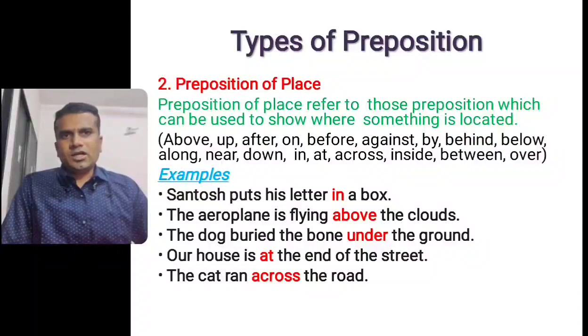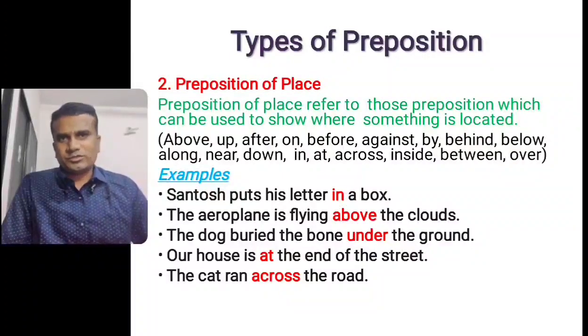Next example: the dog buried the bone under the ground. Here under is preposition of place which is again in red color. Next example: our house is at the end of the street. See, in this example, you can understand how preposition of place, that is at, is used to locate a particular place. With the help of preposition of place, we understand the location. Next example: the cat ran across the road. Here across is the preposition of place.